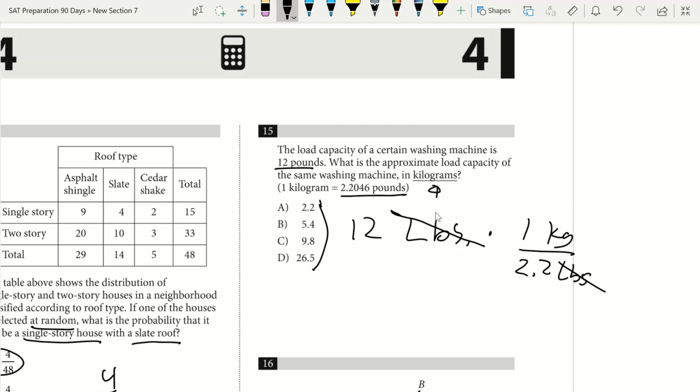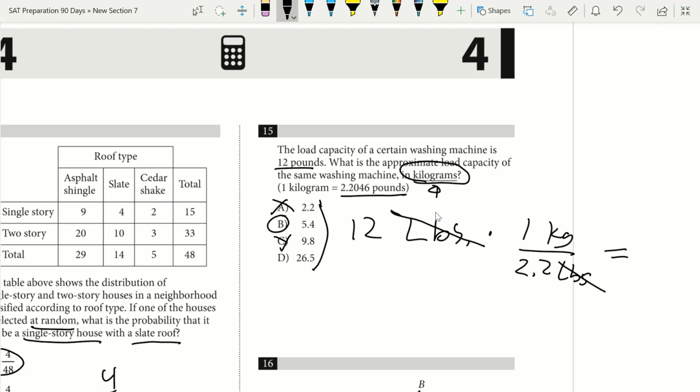That's how I prevent making a mistake where I multiply by a flipped fraction or something like that. I make sure I'm canceling units to end in kilograms, because that's what I'm asked for in my answer. So that's one thing I definitely recommend. So here I see I'm going to have to do 12 divided by 2.2. I'll plug that into my calculator real quick. 12 over 2.2, and I see that gives me about 5.4. So my answer there is going to be answer choice B for 15.